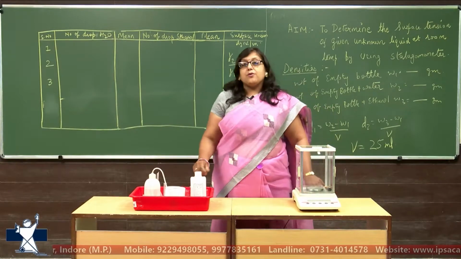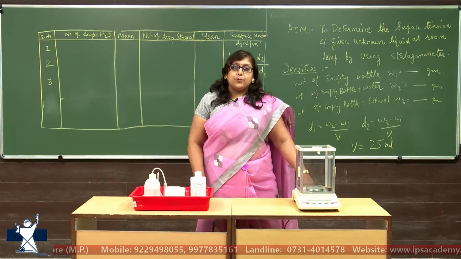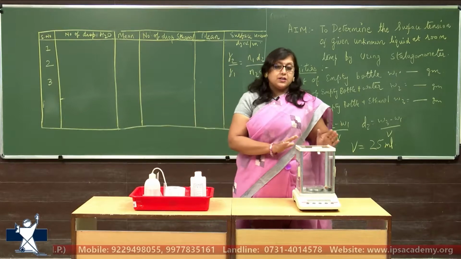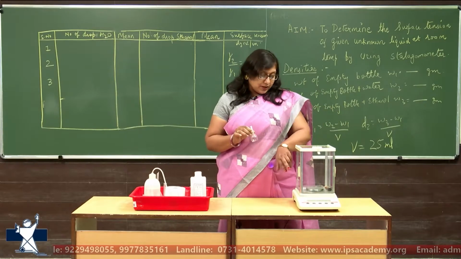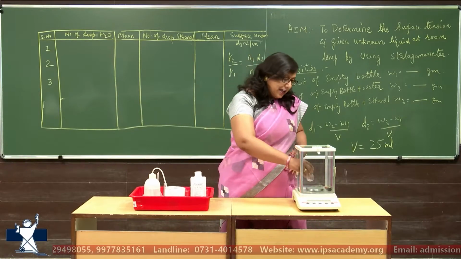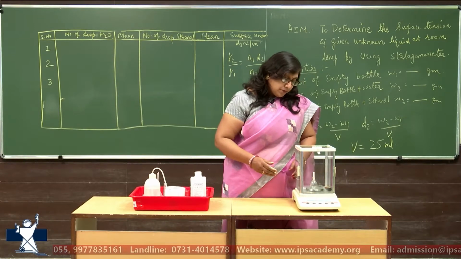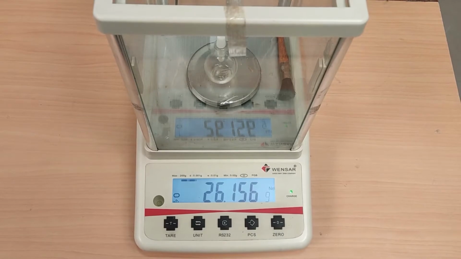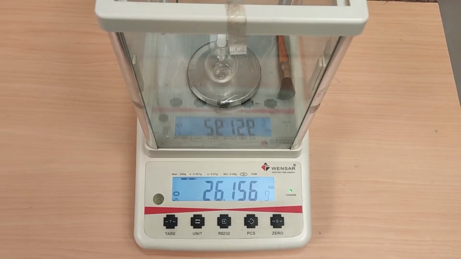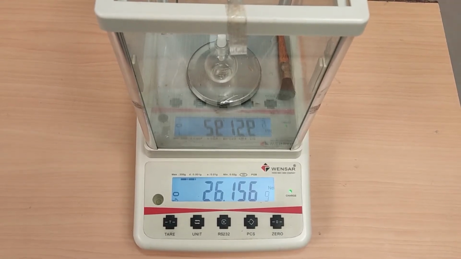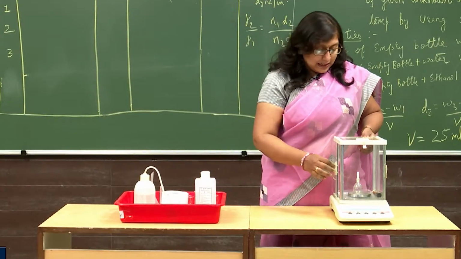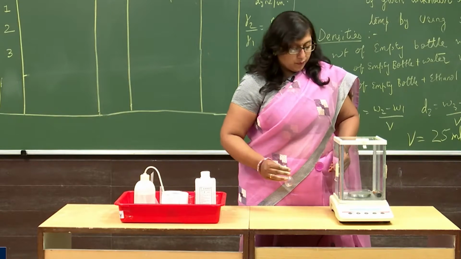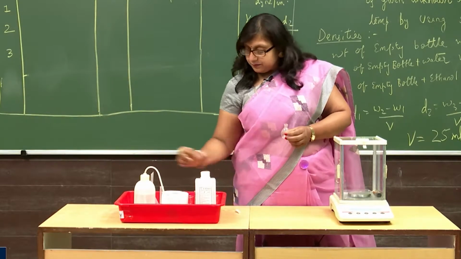First of all, we are going to calculate the densities of the liquids, and we have set the machine at 0. Now I am going to put this empty density bottle inside it, and we are going to calculate the weight of the empty bottle. The weight of the empty bottle is 26.156 grams.